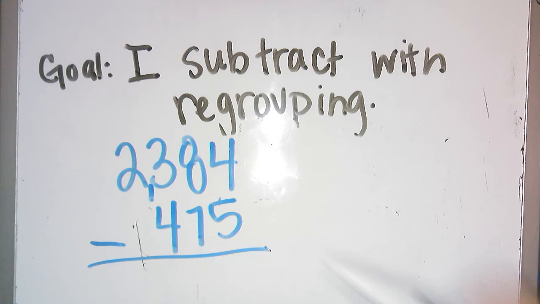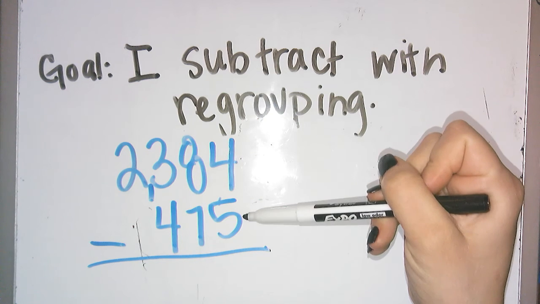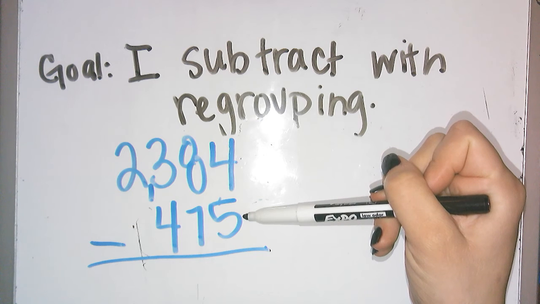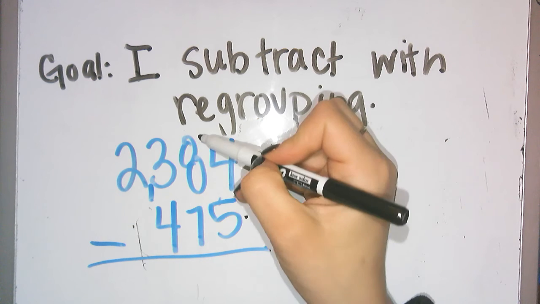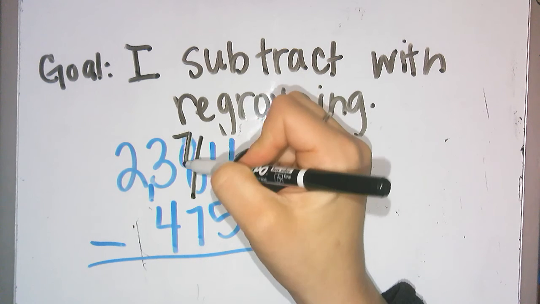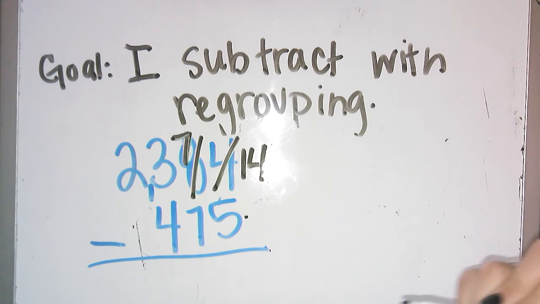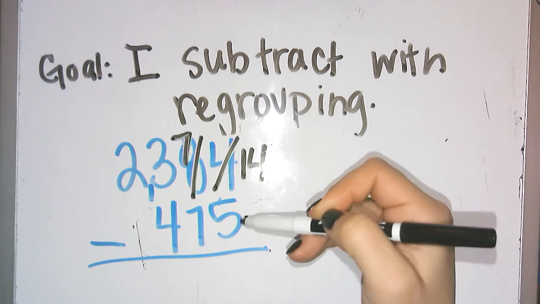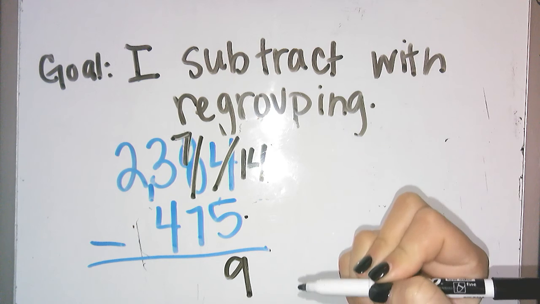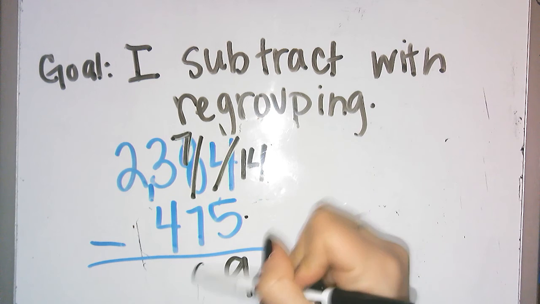So again, we start at the right, 4 minus 5. I can't do that yet. I need to regroup. So I go to my 8 and I cross it out. I take 1 away and that turns into 7, and my 4, I add 10 to and it turns into 14. Now I have 14 minus 5. Well, that's 9. 7 minus 7 is 0.